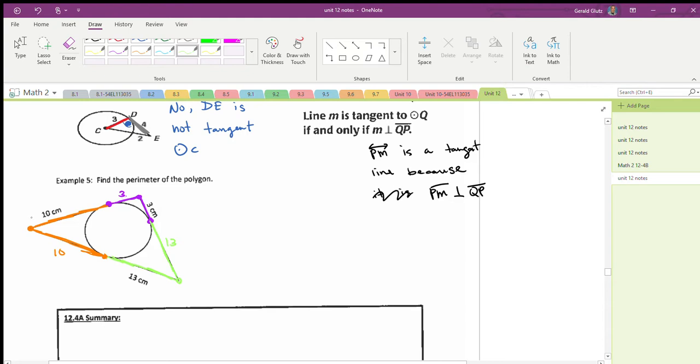So to find the perimeter, we just add up the lengths of the three sides, since it's a triangle. So 10 plus 3 plus 3 plus 13 plus 13 plus 10. So let's see, 16, 29, 42, 52. So 52 centimeters is what I got for the perimeter. And that's going to be it for the notes.